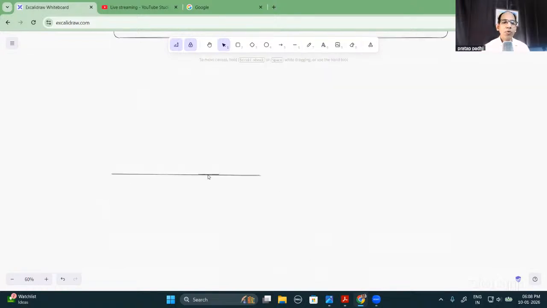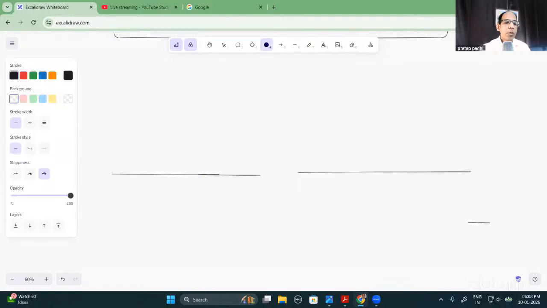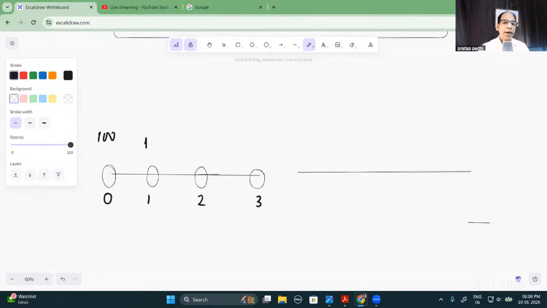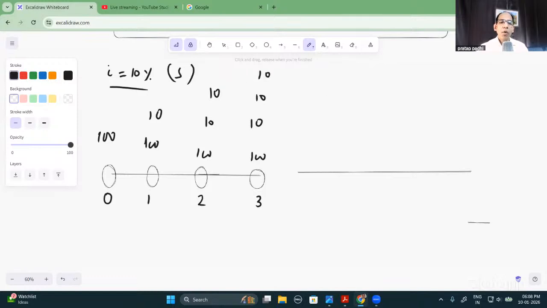So again, we have to go to the basics here. Now, suppose I deposit 100 here. I get interest 10 after 1 year, if i is 10% and it's simple. It's simple interest rate. Then another 10 here, another 10 here. This is simple interest rate. How about i is 10% compound interest rate?